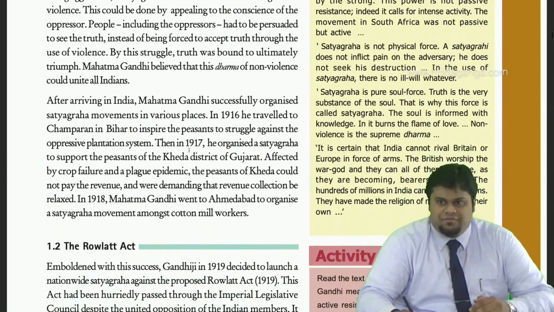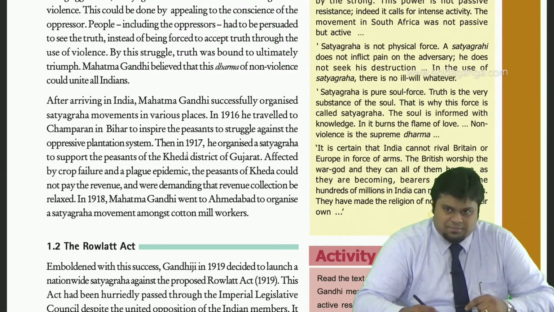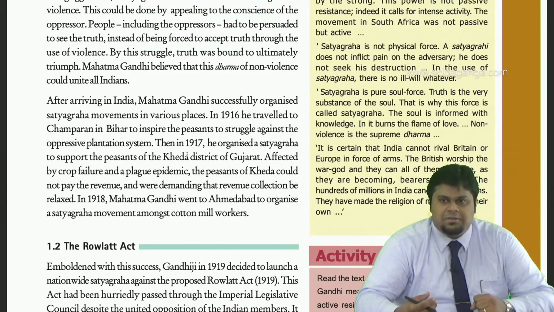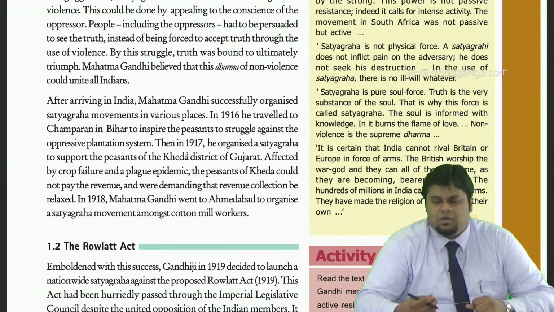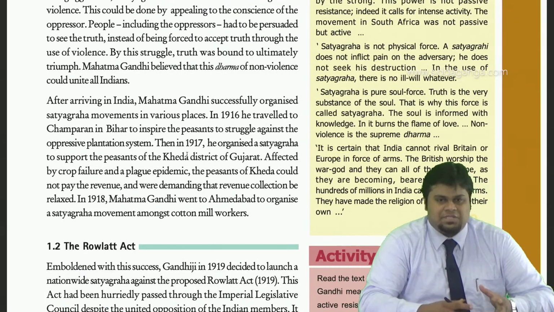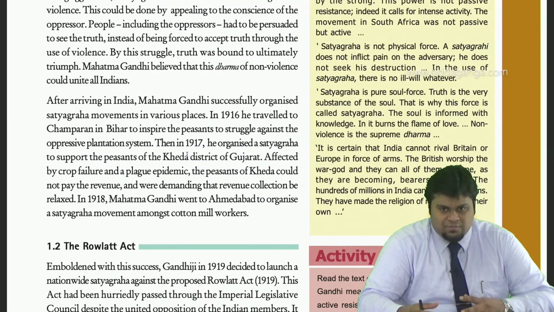At the center of it is truth, which is the actual substance of the soul, and this is the reason why the force is called Satyagraha. The soul is informed with knowledge, and in it burns the flame of love. Non-violence is the supreme dharma. It is certain that India cannot rival Britain or Europe in the force of arms. The British worship the war god, but the hundreds of millions in India can adopt the idea of non-violence.